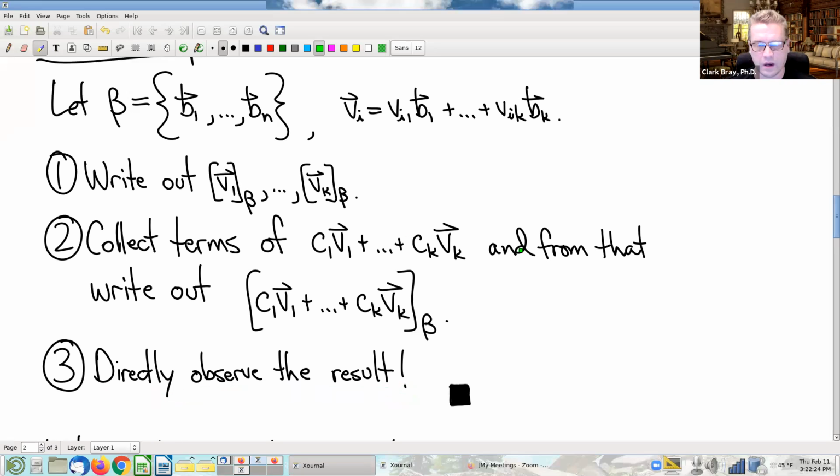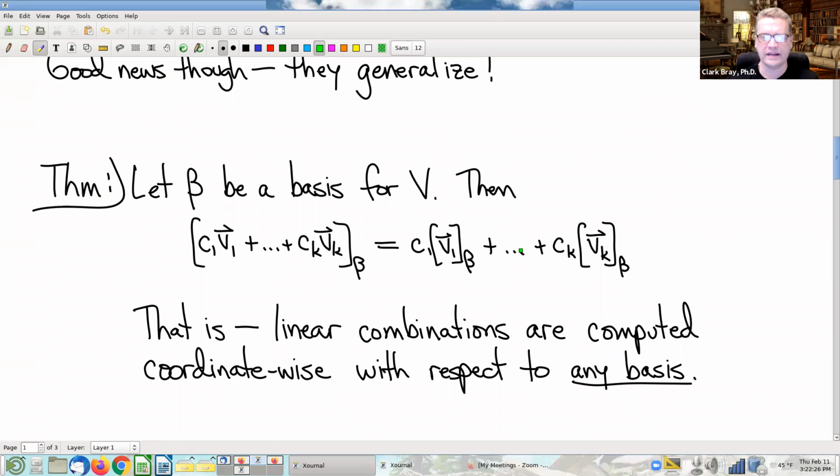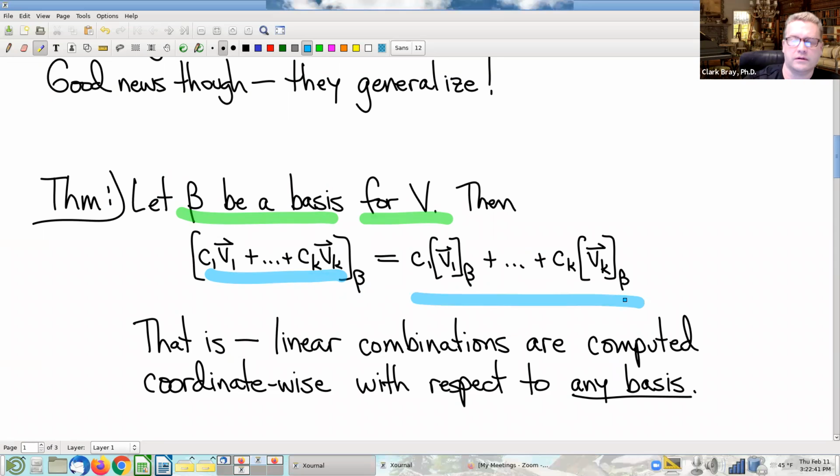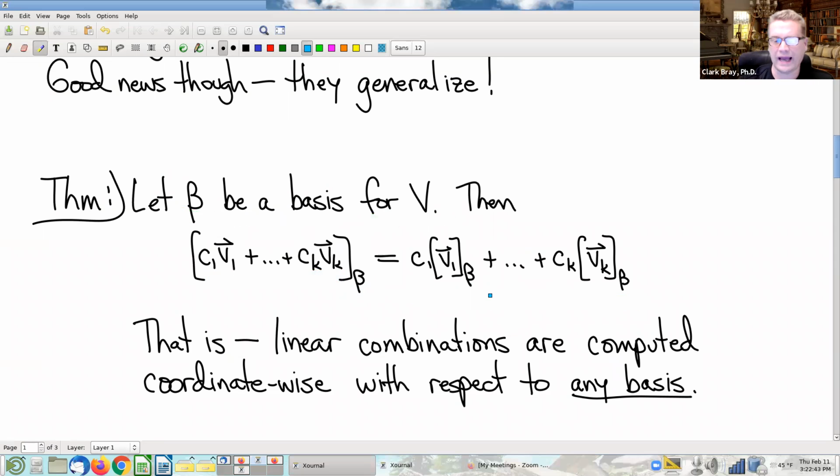Okay, so again, repeating, once you have a vector space and a basis, coordinates, linear combinations are computed coordinate-wise, right?